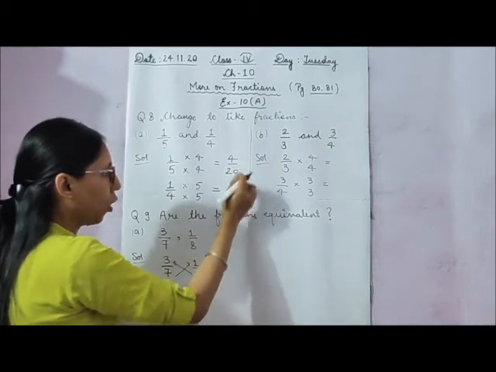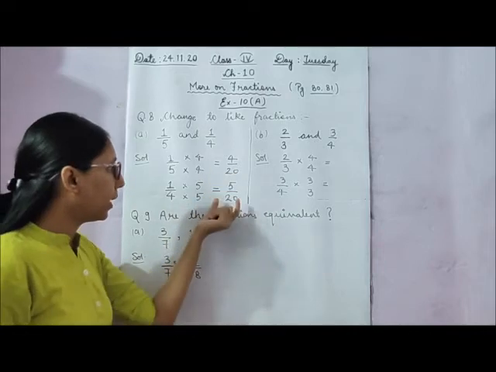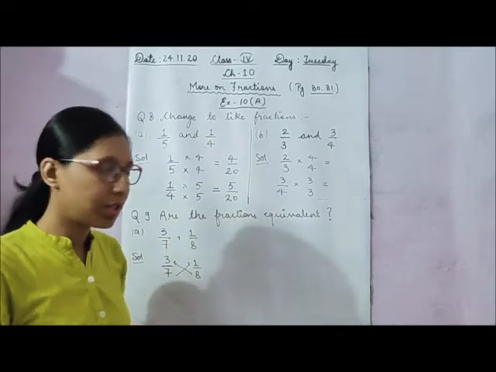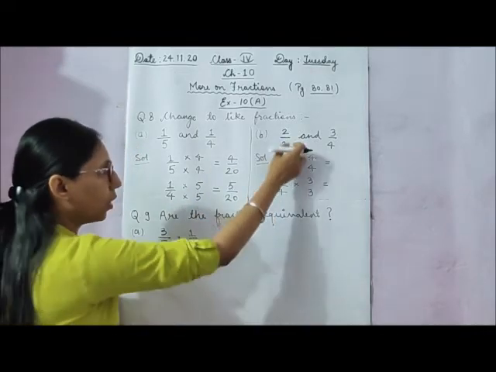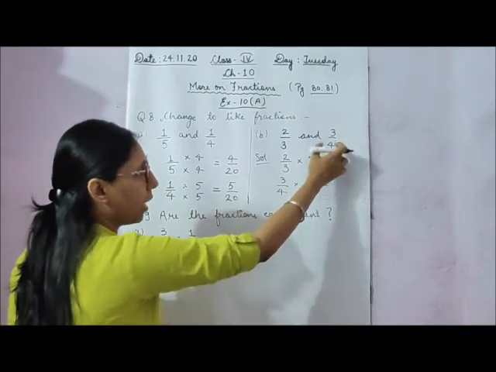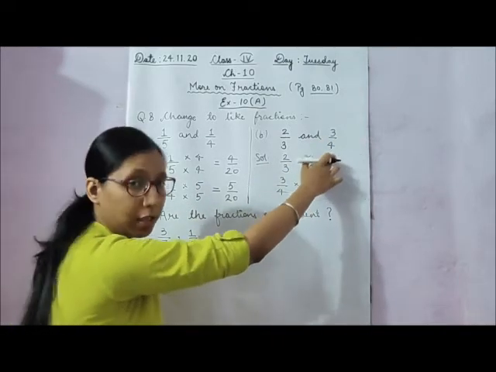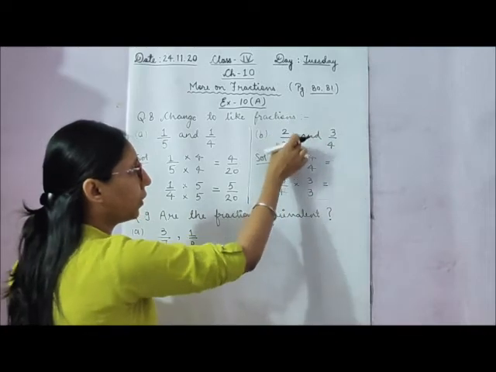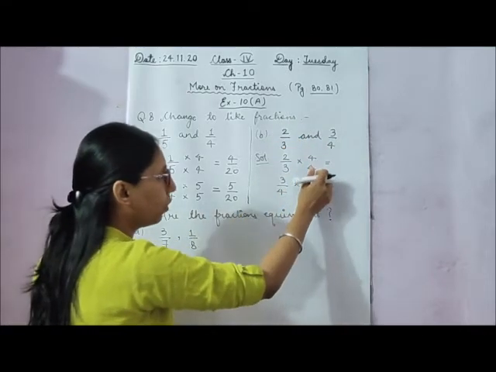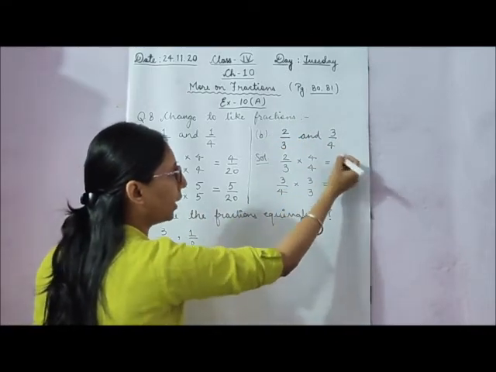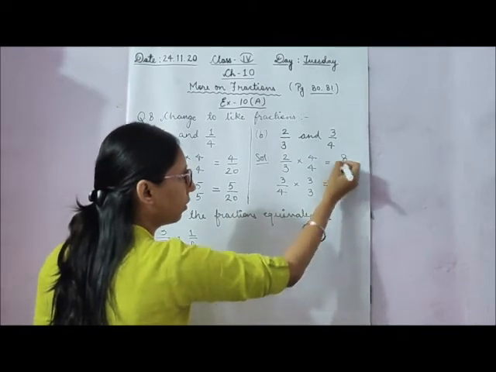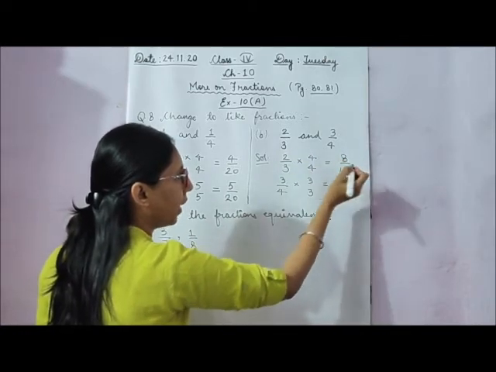Now see, the denominators are same. So 4 upon 20, 5 upon 20 are like fractions. Similarly in B part 2 upon 3, 3 upon 4. So यहाँ second fraction का denominator क्या है, 4. This we will multiply with the first fraction. So 4 into 2 and 4 into 3. 4 times 2, 8. 3 times 4, 12.